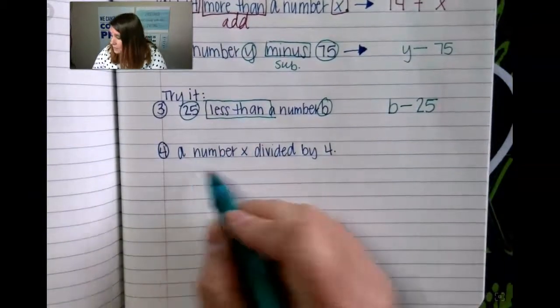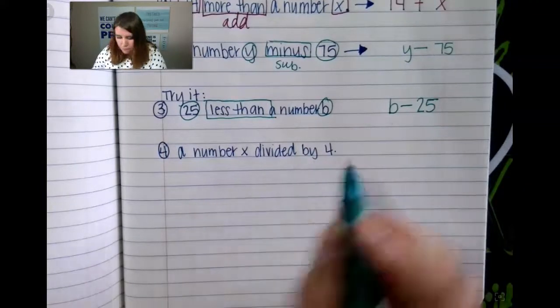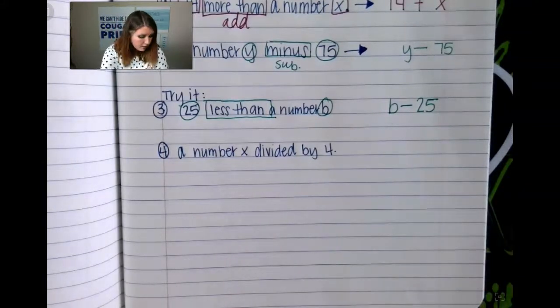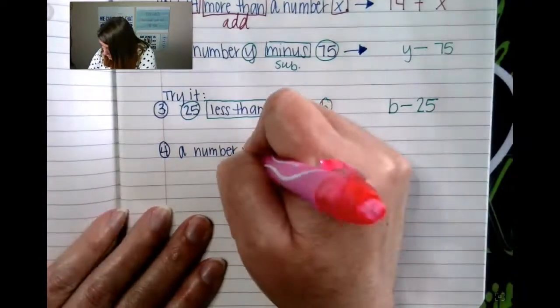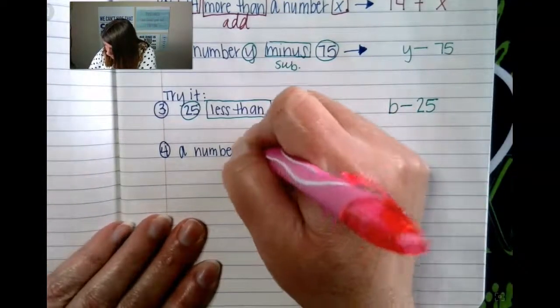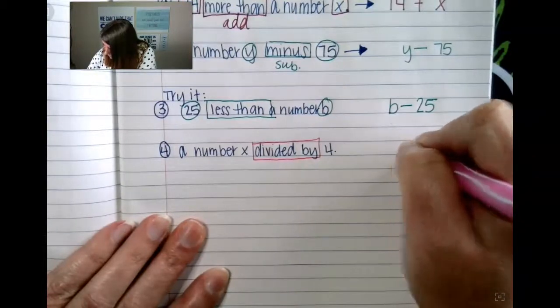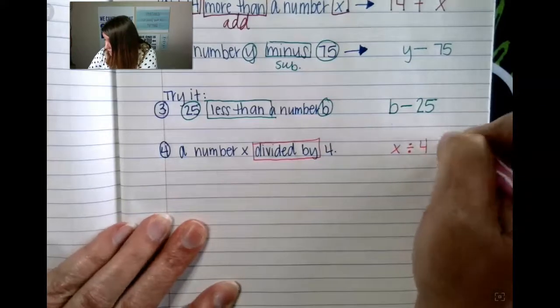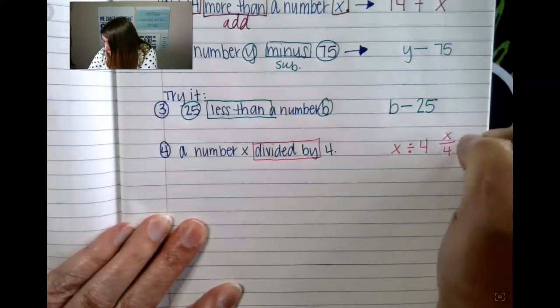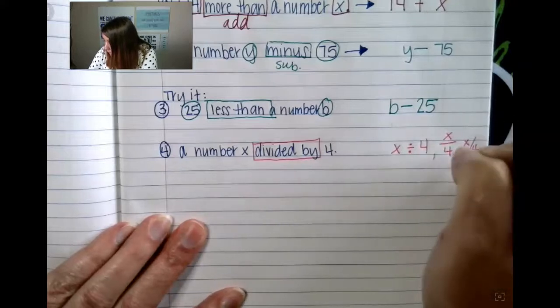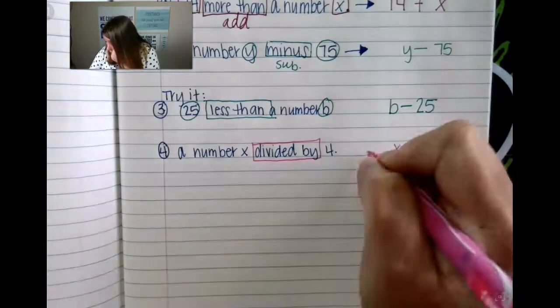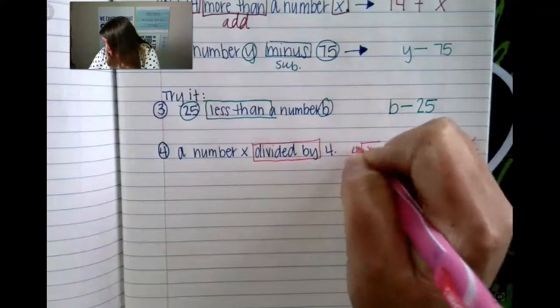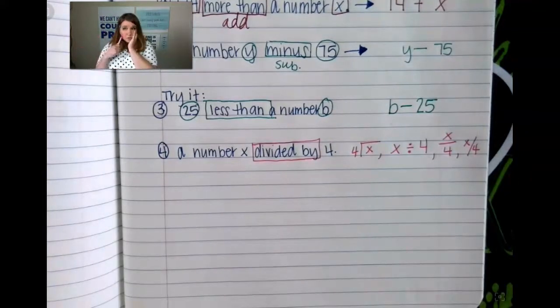Okay, a number x divided by 4. Ooh, division. X divided by 4. I could have also written it as x over 4. I could have written it as x divided by 4. You can have any of those answers. Oh my gosh, you could have even done that. Any of those answers work. Any and all. You could have had anything.